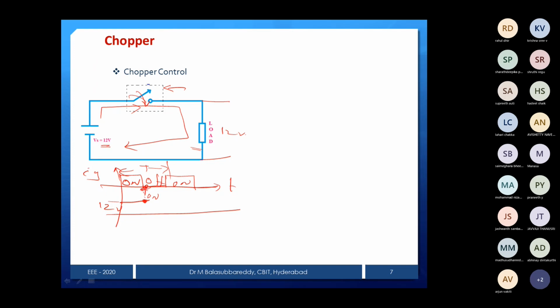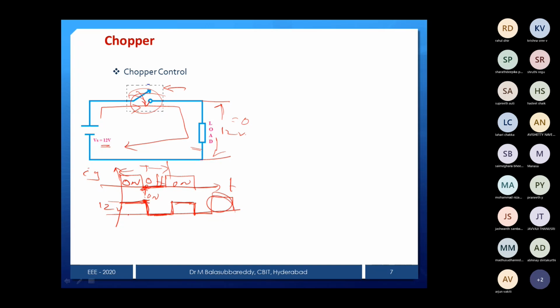Once this point reaches, the T on period is over. Then what will happen? No firing pulse to the chopper. Then applying forced commutation, the device is going to be turned off. If this is open, then the output across the load will be 0. So now you will get 0 volts. Again we give a firing pulse to the chopper, and again you will get 12 volts, and so on. Whenever the pulse is there, it will be on. If the pulse is not there, this will be off, and so on.